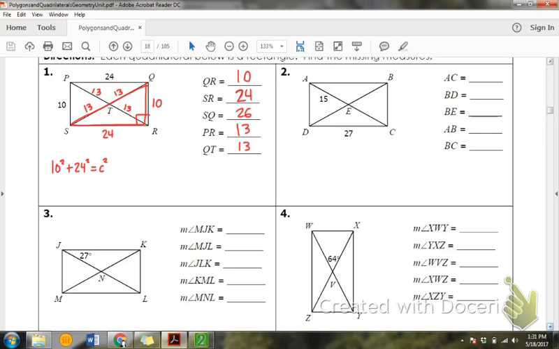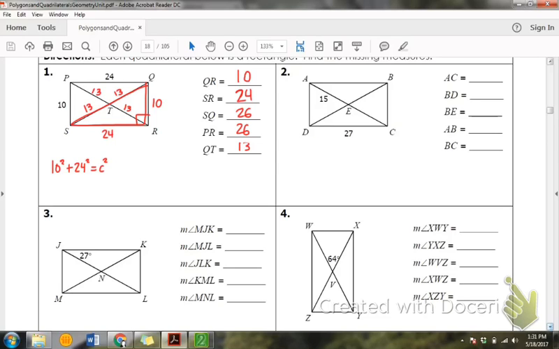It's the same thing. I'm sorry, PR is 26. I wasn't paying attention. I'm sorry. PR is 26. What's 26 divided by 2, Monica? 13. So each of those pieces is 13. Why do I do that? The diagonals bisect each other, which means they cut each other in half. Okay. All right, let's try number 3.